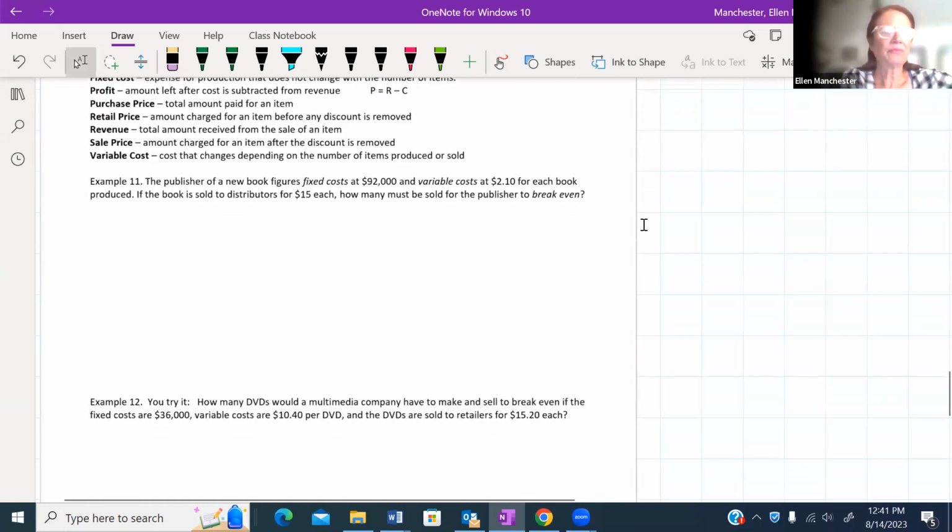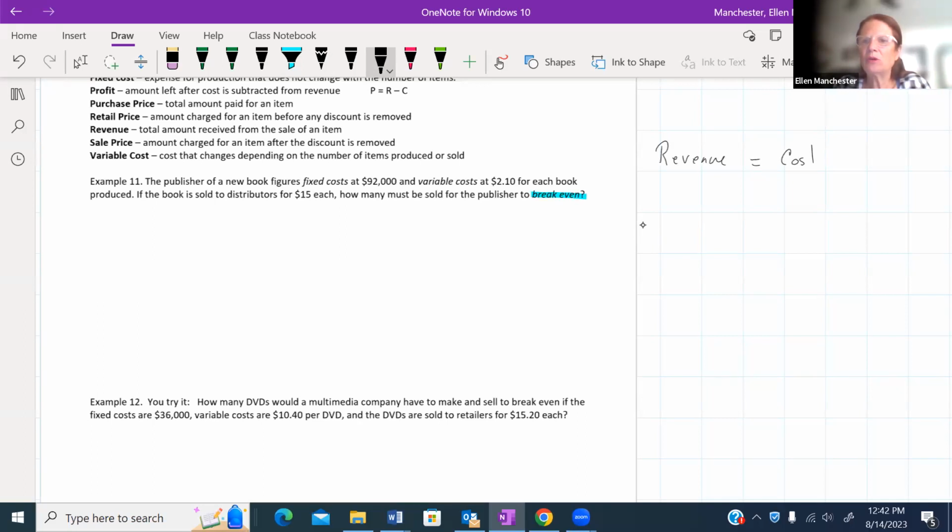Fixed cost is, again, what it costs to just open your doors, right? Variable cost is what each item costs to produce. And then revenue is what you're selling it for. So in this case, we're selling books, and what we're looking for is the break even. Okay, that's what we're looking for. So remember, break even is when the revenue and the cost are equal.